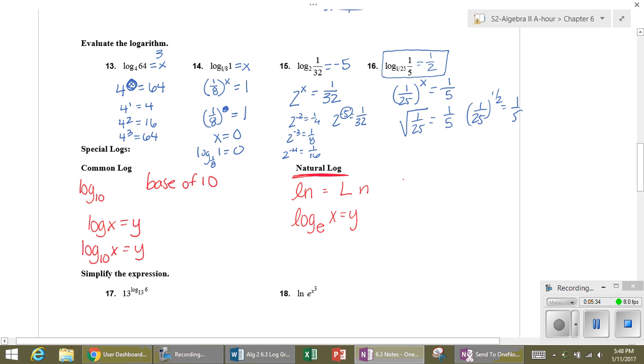And in your calculator, it looks like this. A lot of you think it's the word "in," but it's not the word in. It's LN, and it stands for Logarithmus Naturalis. It's Latin, and that's where it comes from. That's why it's not NL for natural log, but LN for log natural, if you would like to consider it that way.